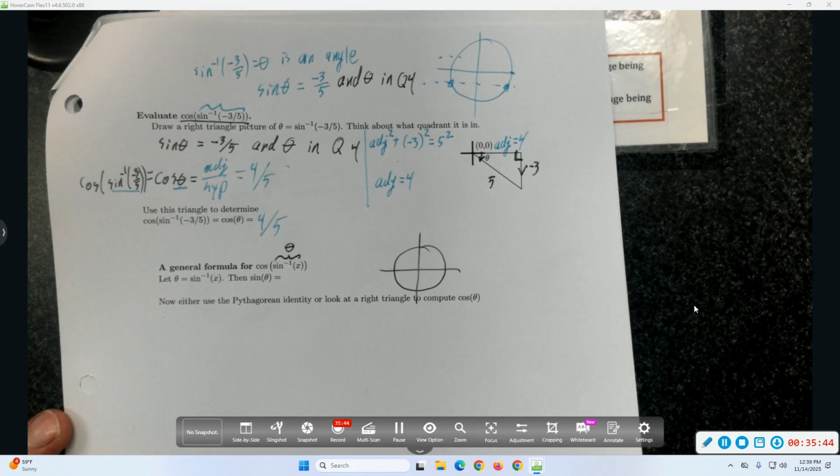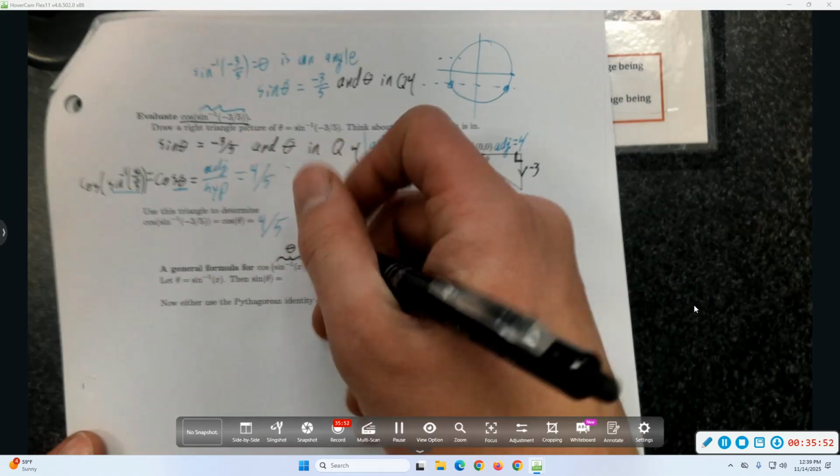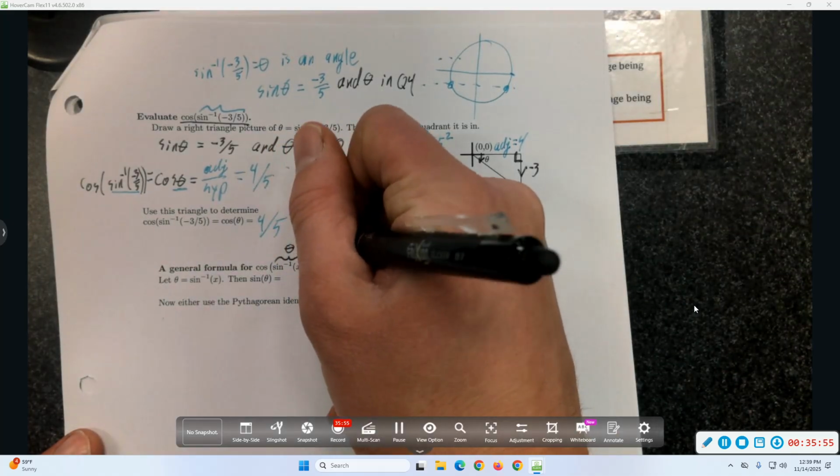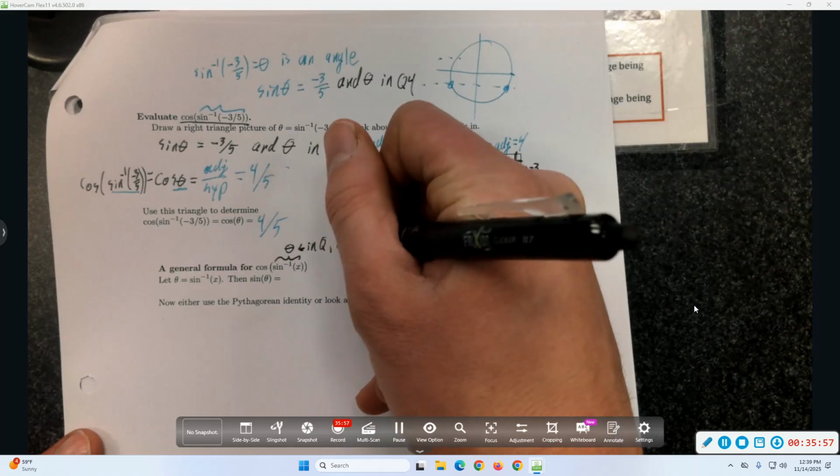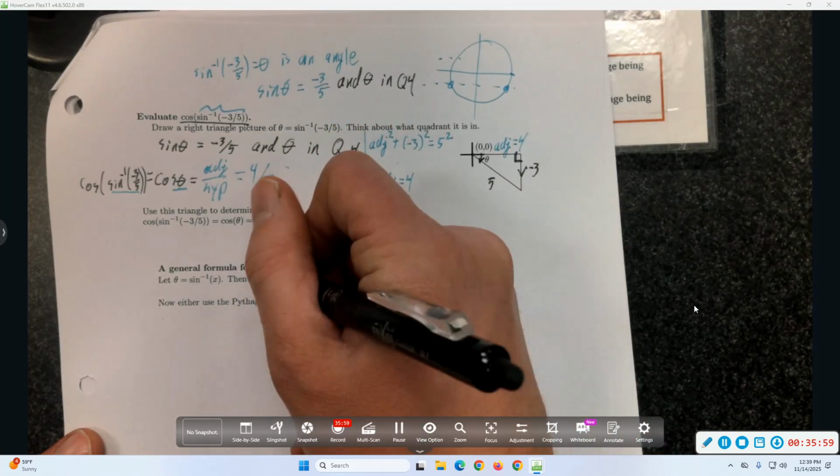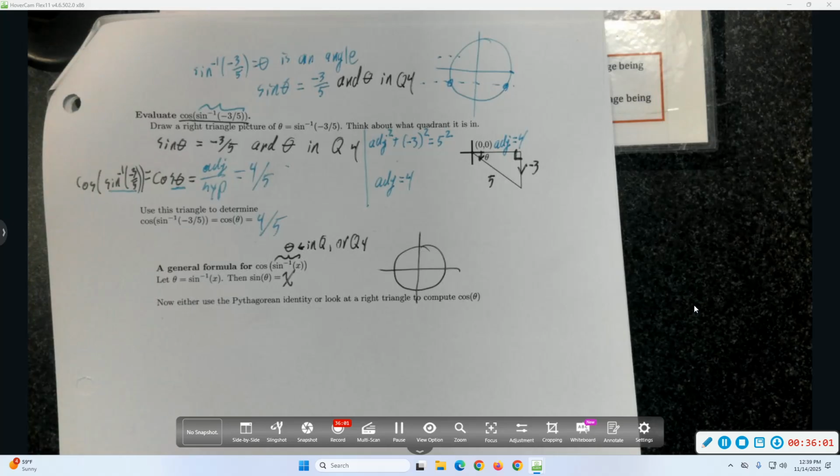What quadrant will this angle theta live in? 1 or 4, because it's an inverse sine. So this theta is in either quadrant 1 or quadrant 4, and the sine will be whatever that number x is.